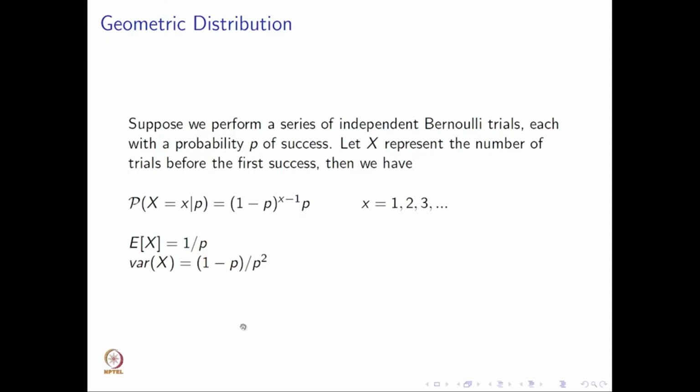For the geometric distribution, the expectation of the random variable equals 1 by p and the variance equals (1 minus p) by p square.